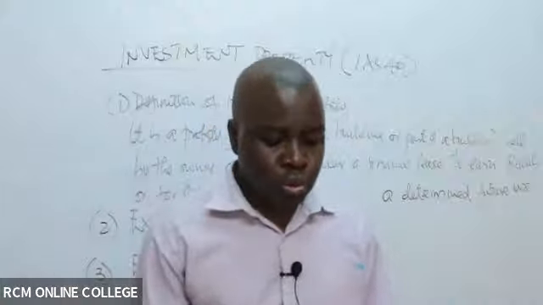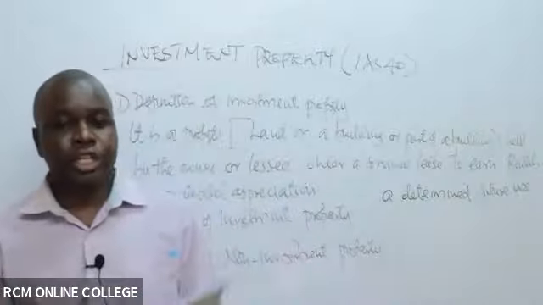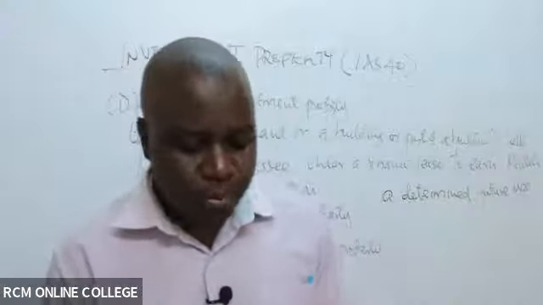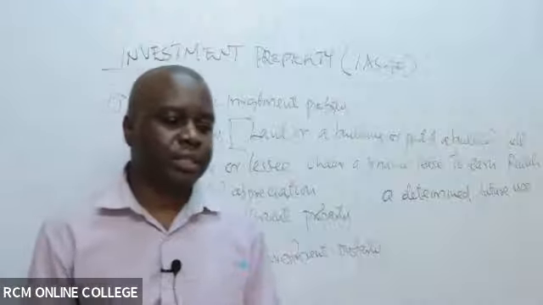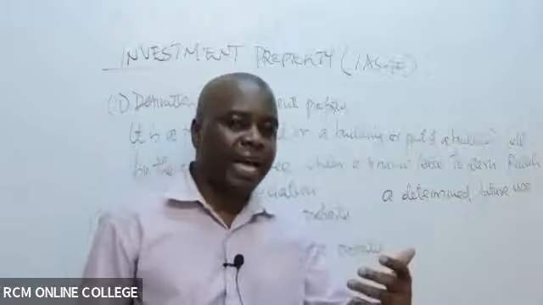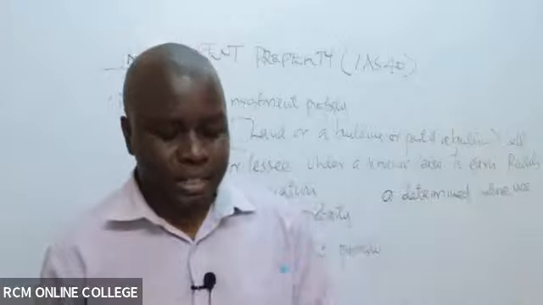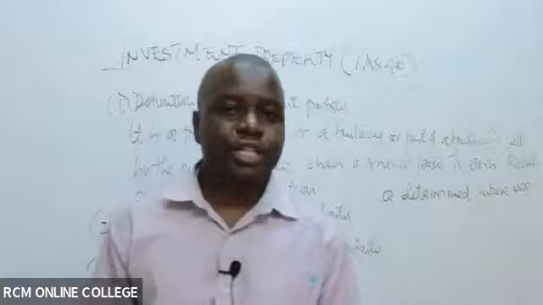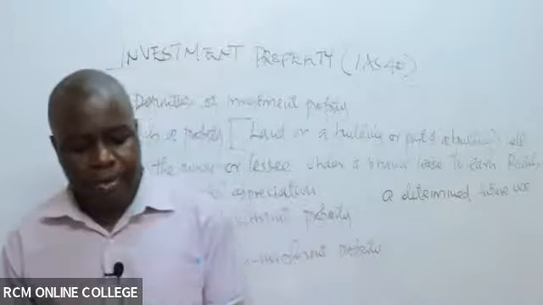Then number two, property held for sale, for example, inventories. This is simply goods you've bought and you want to sell them. You can't consider them as investment property. So number two, non-investment property: property held for sale, for example, inventories.